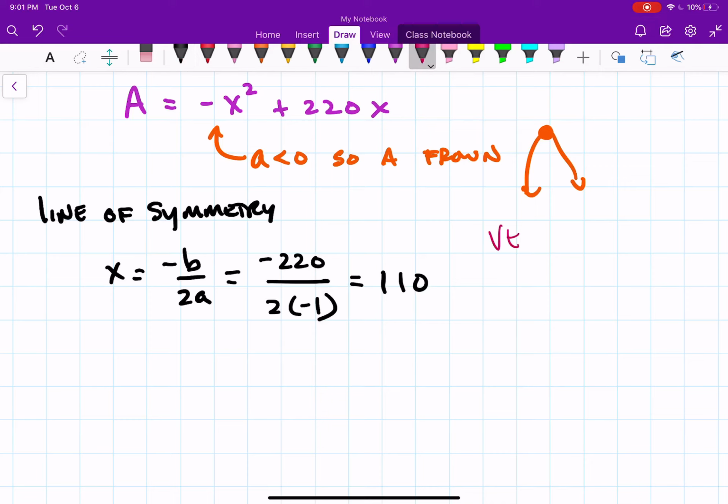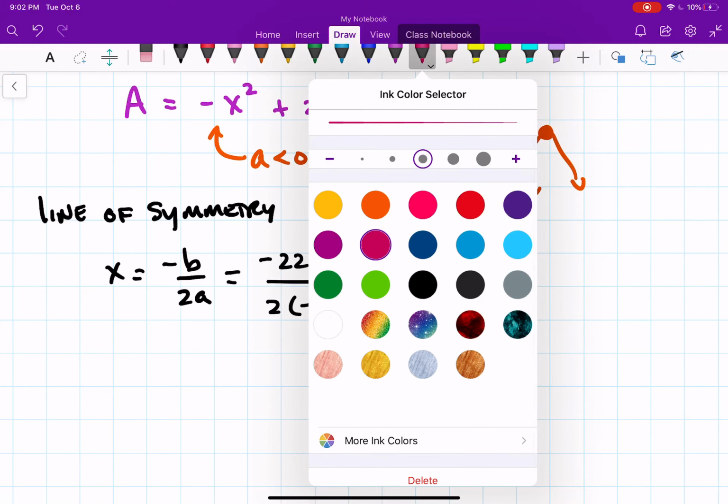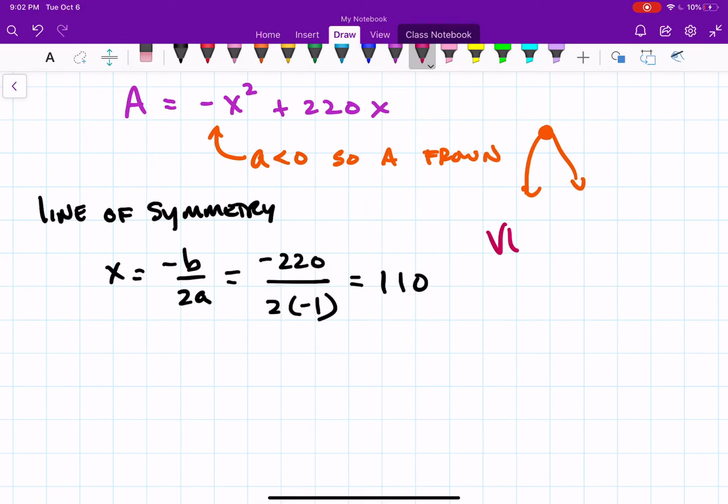So my vertex now has an x value, 110. Now I need my y value. How do I find my y value? Anybody? Anybody?